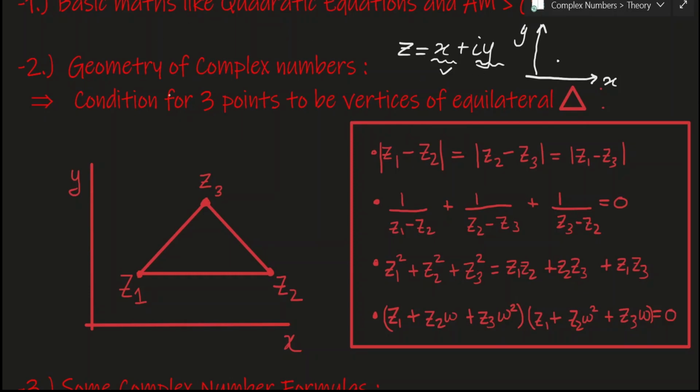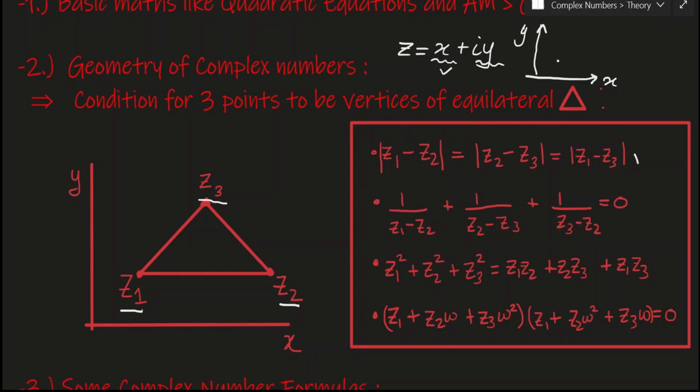So the first point that we need to be aware about this is the condition for 3 points to be the vertices of an equilateral triangle. Okay, so let's say there are three complex numbers, namely Z1, Z2 and Z3. Okay, they represent 3 points on an Argand plane, and when I join all of them together, they form a triangle. Now, for this triangle to be equilateral, there are four conditions that it needs to satisfy.